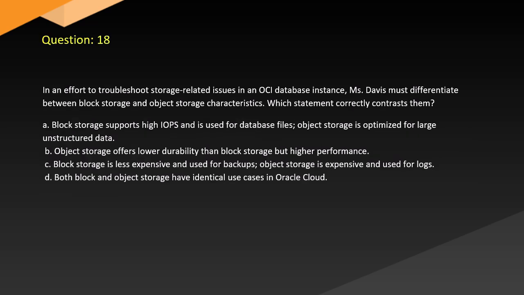Question 18. In an effort to troubleshoot storage-related issues in an OCI database instance, Davis must differentiate between block storage and object storage characteristics. Which statement correctly contrasts them? A. Block storage supports high IOPS and is used for database files. The object storage is optimized for large unstructured data.